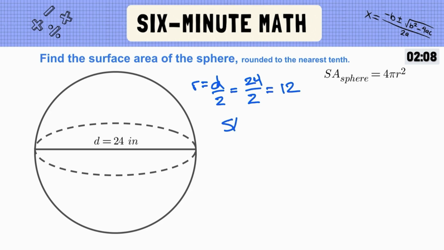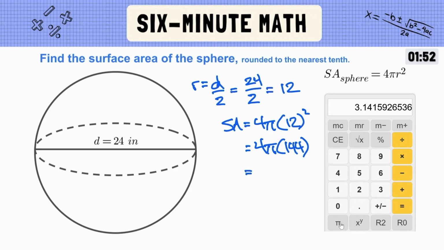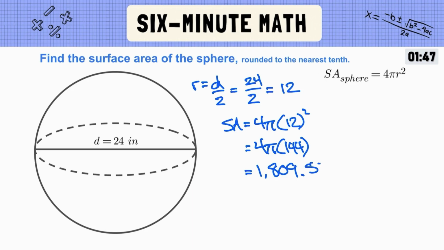So I'm going to plug that into my formula. We have 4 times pi times 12 squared. That is 4 times pi times 144. I'm actually going to plug that into my calculator to get an answer of 1809.5573. And this particular question tells me to round to the nearest tenth. So my final surface area is 1809.6 square inches.